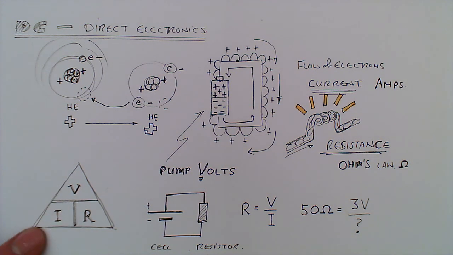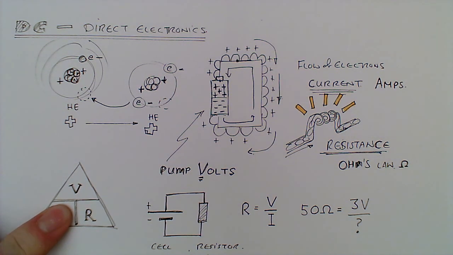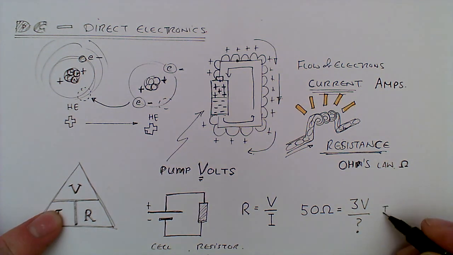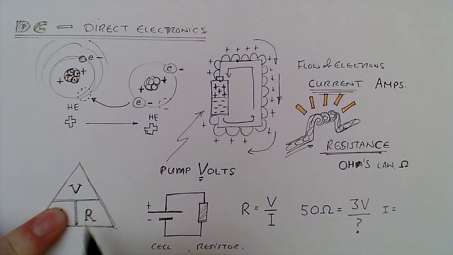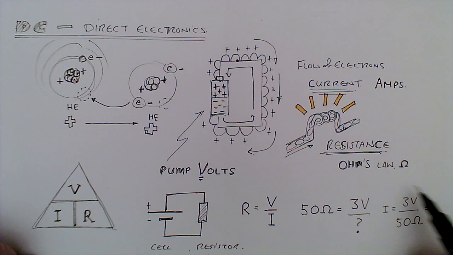So we look at the triangle, and basically this works simply like this. If you want to rearrange things, then you take the voltage, so that I, the current, is going to be equal to V on the top, R on the bottom, so 3 volts divided by 50 ohms. Okay, and you're going to get sums like these that are going to require you to use your calculator to come up with an answer.